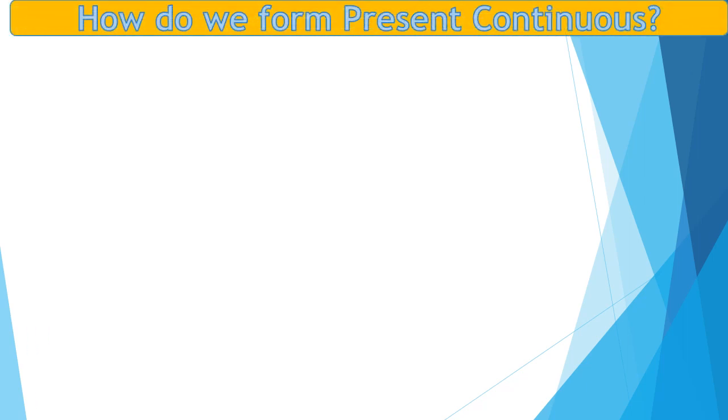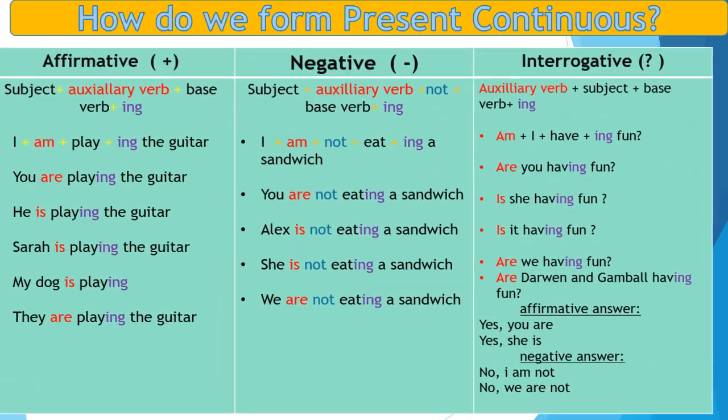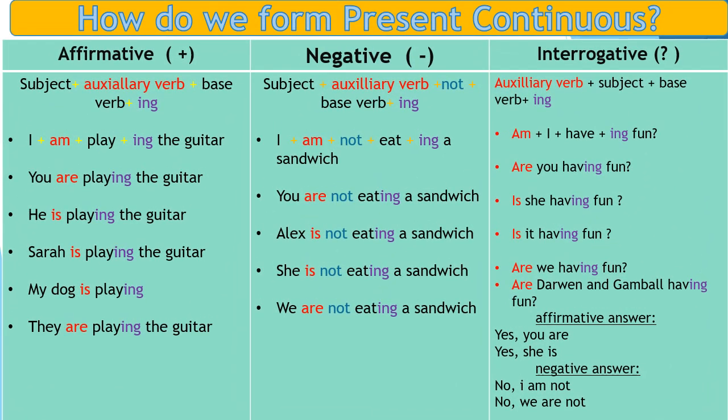To sum up, let's answer this question. How do we form present continuous? In affirmative, we have subjects plus auxiliary verb plus base verb plus ing. For example, I am playing the guitar. You are playing the guitar. He is playing the guitar, etc. In negative form, we have subjects plus auxiliary verb plus not plus base verb plus ing. For example, I am not eating a sandwich. You are not eating a sandwich. Alex is not eating a sandwich, and so on.